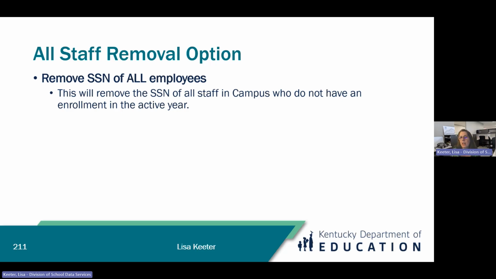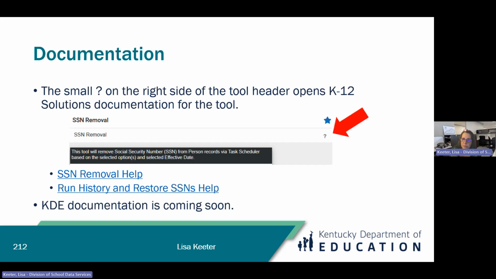The all staff removal option will remove Social Security numbers from all staff who do not have an enrollment in the active year. So that's current staff or past staff. It'll get them all. And then there is documentation, because I'm almost out of time.